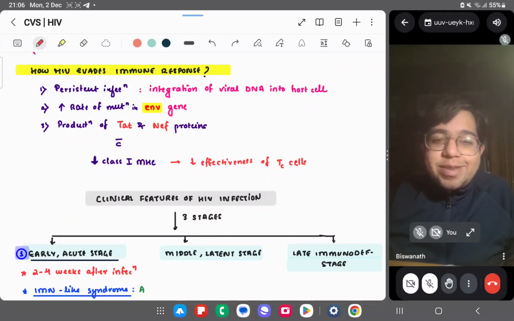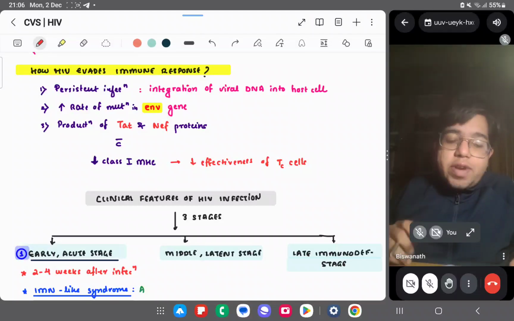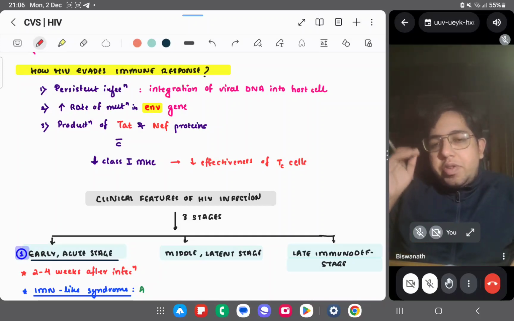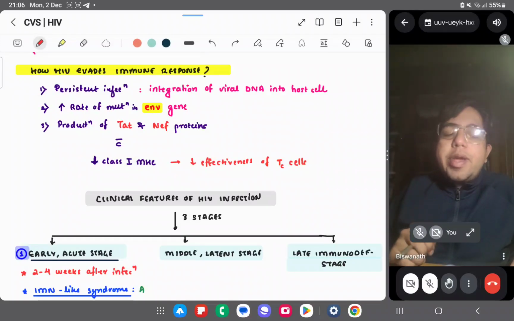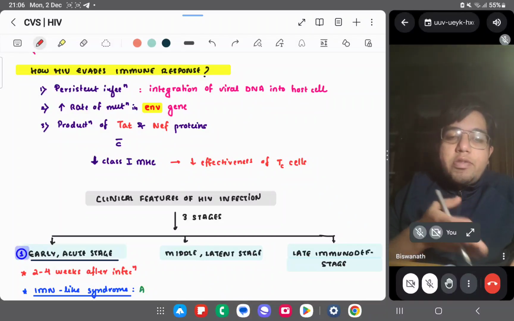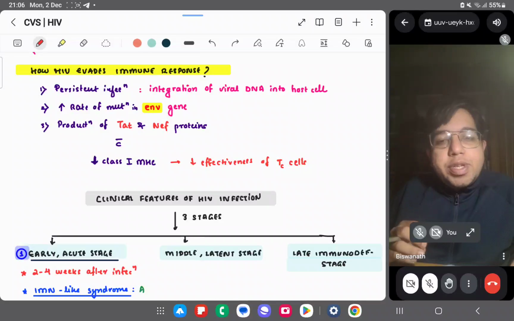You can relate this to something else. Second, it is increasing the rate of mutation in ENV gene. ENV is in the envelope, we said GAG, POL, ENV. ENV was producing gp120 and gp41, and it is changing them. It is increasing the rate of mutation in ENV.